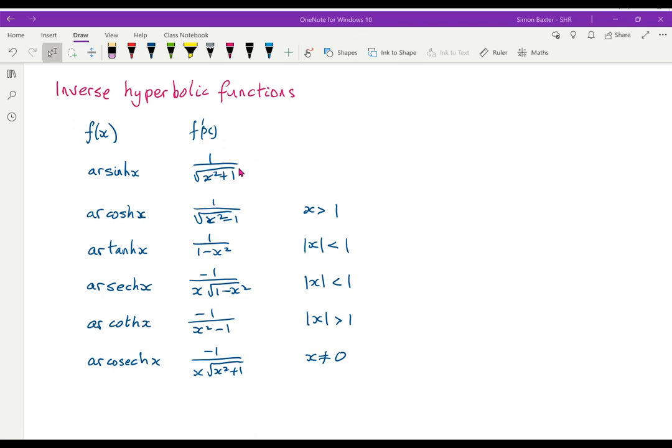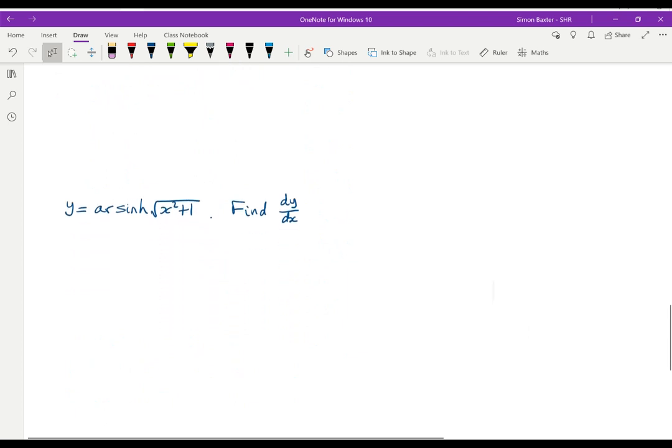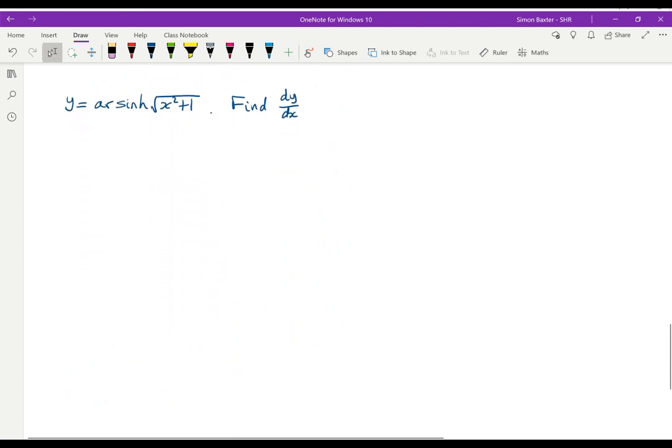Let's just remember the top one. Arsinh x, when we differentiate, is 1 over root x squared plus 1. Let's write it down before we forget it, that if we differentiate arsinh x, we get 1 divided by the square root of x squared plus 1.